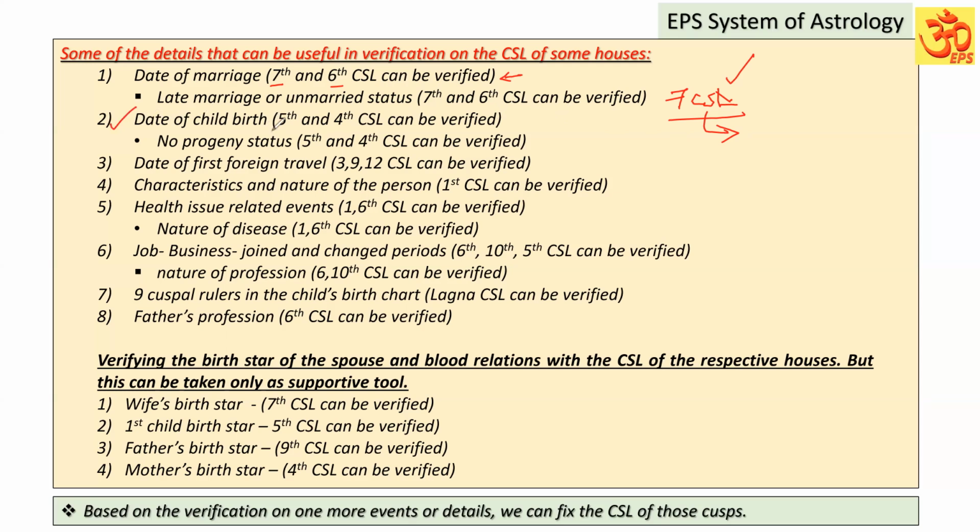Similarly, date of childbirth. The fifth and fourth cuspal sublords can be verified with the help of the timing of the event. And no-progeny status: suppose, even after marriage of say 5 years or 10 years, they have not got any child, or they say that childbirth is in trouble, then definitely the fifth cuspal sublord will be indicating that. So no-progeny status is also like an event that we can take into consideration to fix the fifth cuspal sublord and, of course, the fourth cuspal sublord.